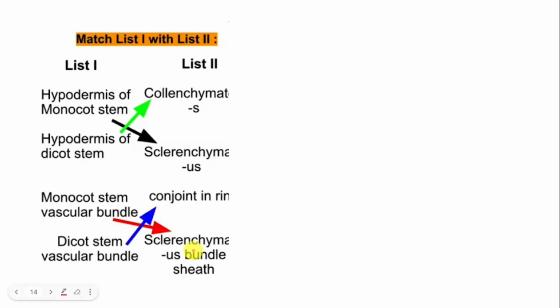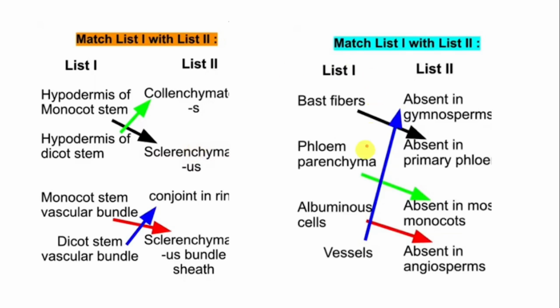This is a match question which I had uploaded as a DBP on my channel. So the hypodermis of monocot is sclerenchymatous and that of dicot is collenchymatous. Please keep this in mind. And another thing regarding phloem parenchyma, it is absent in most monocots. Bast fibers are absent in primary phloem. Vessels are absent in gymnosperms. Albuminous cells are absent in angiosperms.